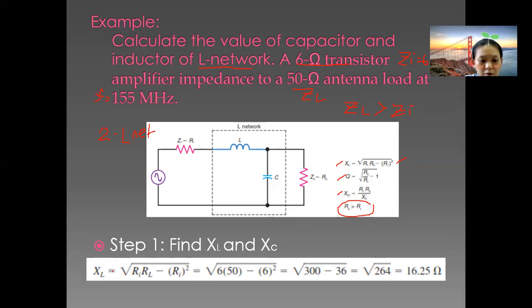So we are putting into the formula: XL equals the square root of RI times (RL minus RI). So that equals 6 multiplied by (50 minus 6), so we have 300 minus 36. So we have the square root of 264, which means it equals 16.25 ohm.